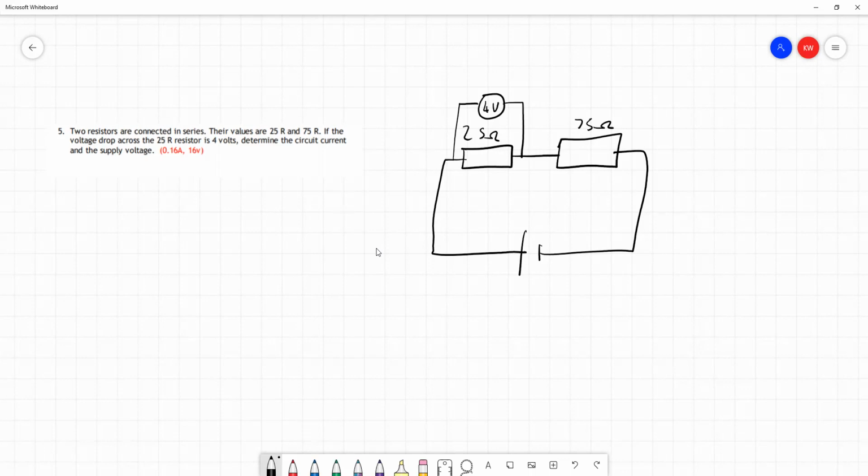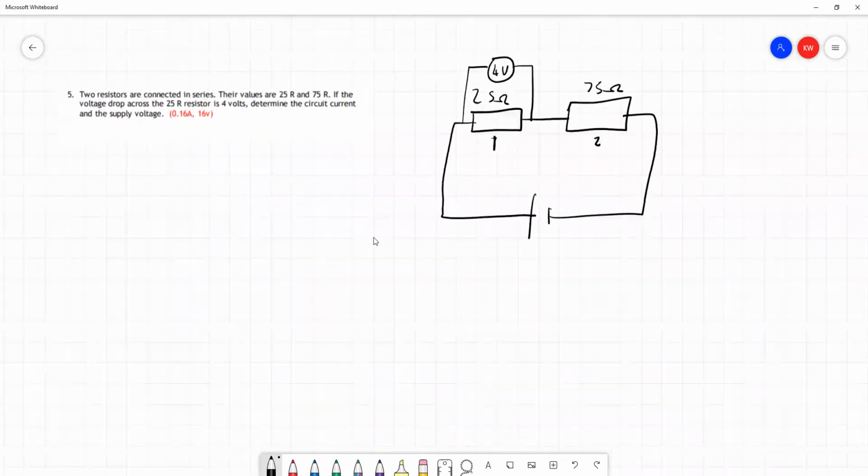Well, what we have been using is Ohm's law mainly to find the information about the whole circuit. But previously, in earlier questions, we did use Ohm's law on individual components, and that is true here. We'll name these resistors resistor 1 and resistor 2, so I can explain what I'm referring to. For resistor 1, we now know that its resistance is 25 ohms, and its voltage is 4 volts dropped across it. We also know that in a series circuit, the current is the same at all points. So the current flowing through resistor 1 is the circuit current that we're looking for.